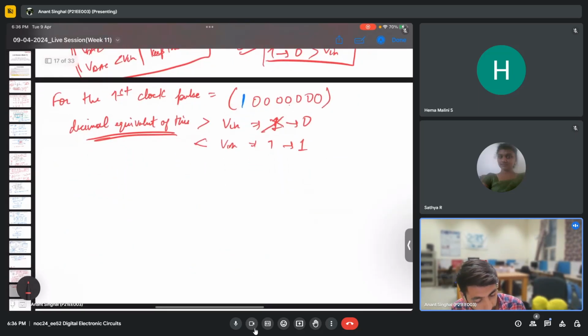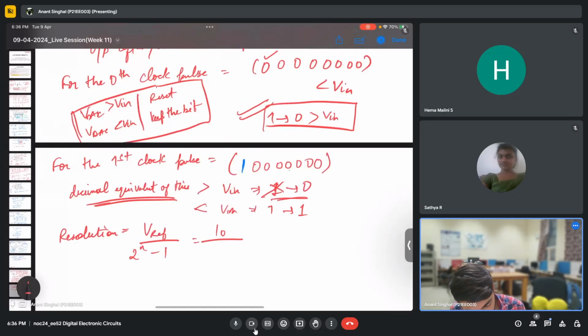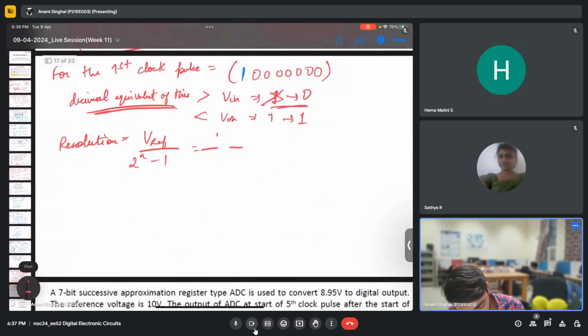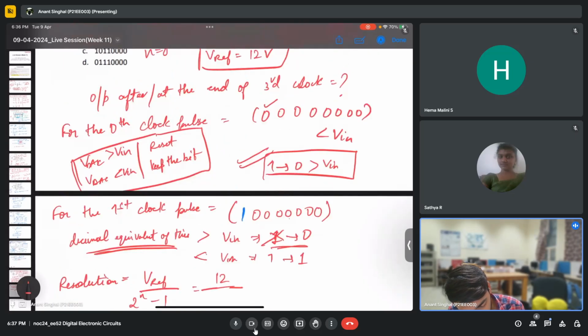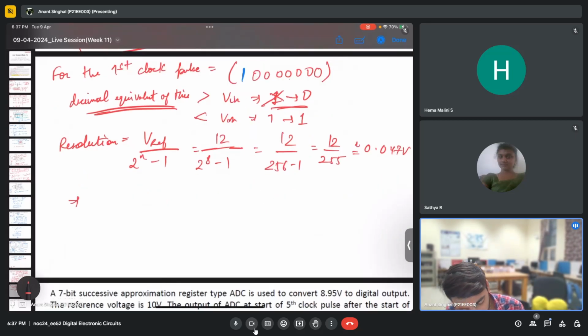To calculate VDAC, first of all we need to calculate the resolution again. Resolution is Vref by 2 raised to the power n minus 1. Vref is given as 10 in the question. Sorry, it is 12. And it is how many bits? 8 bits. 2 raised to the power 8 minus 1. So this is 12 by 256 minus 1, which is 12 by 255, which is 0.047 volts.